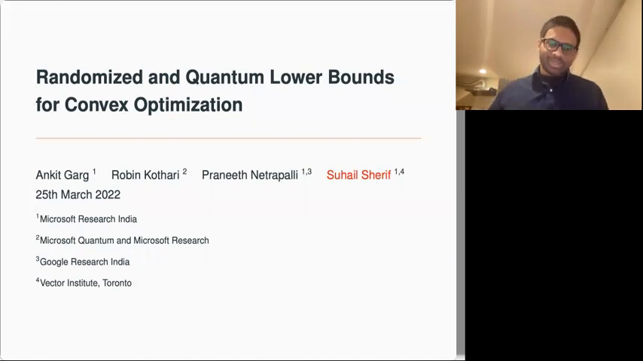So yeah, I'll start with my talk now. The talk is on lower bounds for convex optimization. This was joint work that I did with Ankit, Robin, and Praneeth when we were at Microsoft Research in Bangalore. To start with, let's take a look at what convex optimization really is.